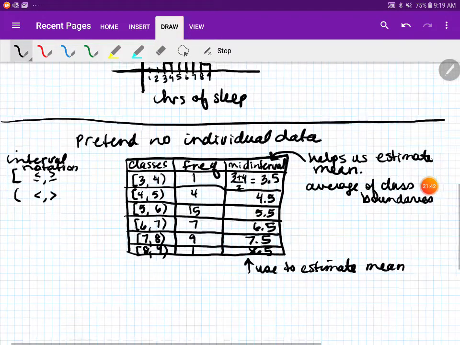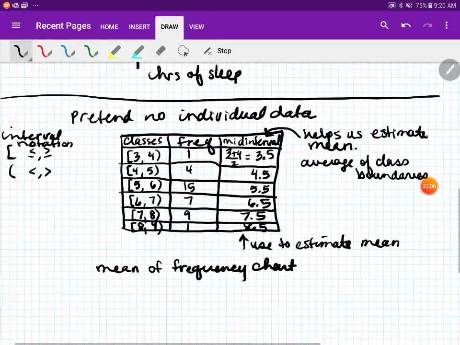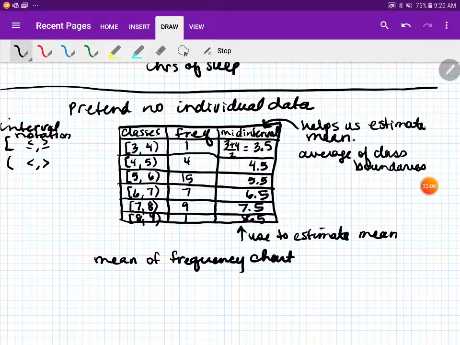There's a few different ways to do the mean of a frequency chart. Let me show you the standard way, and then I'll show you the way that I prefer. Either way is fine. Basically, there's 1 value of 3.5, and then there's 4 values of 4.5, and then there's 15 values of 5.5.